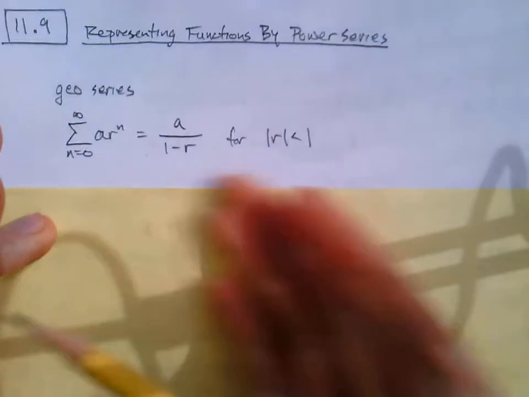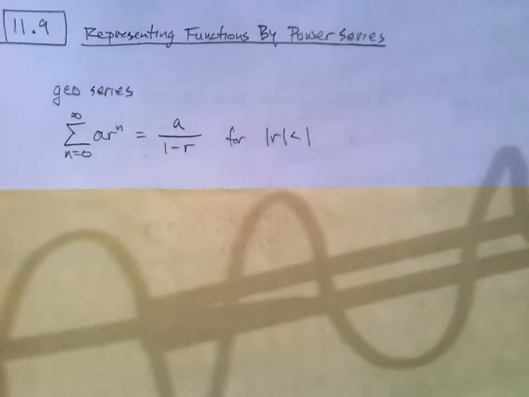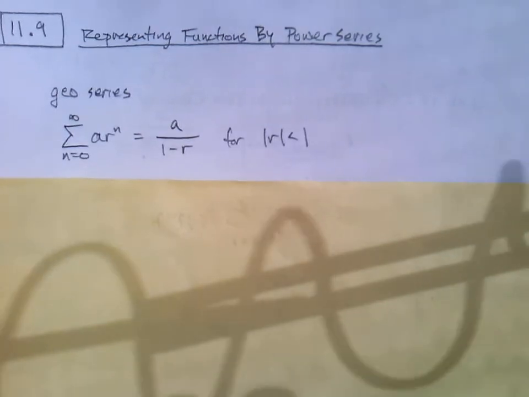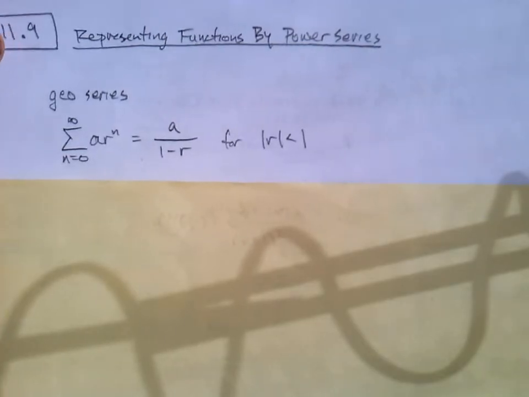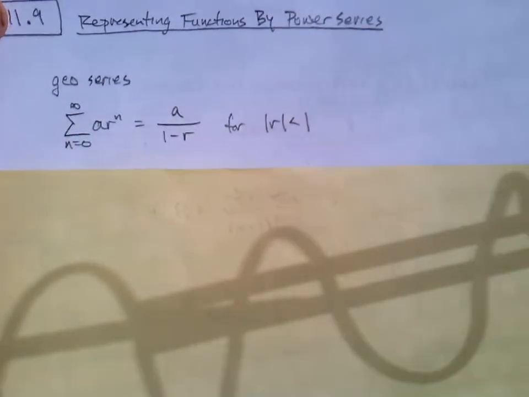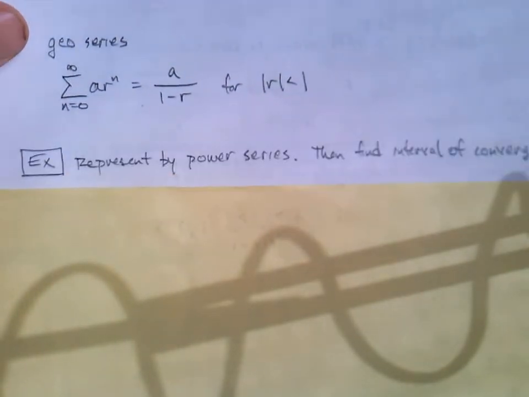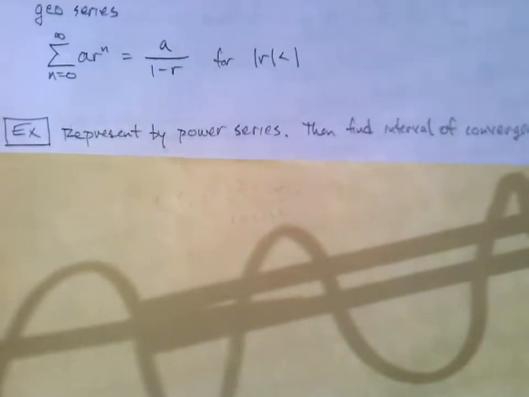Okay, so what's the idea here? You notice the sun's kind of coming out here. So we're getting a shadow from the cord of my camera. Hopefully that's not too distracting. It wasn't there a moment ago. The sun came out from behind a cloud. Okay, anyway, let's go for it.